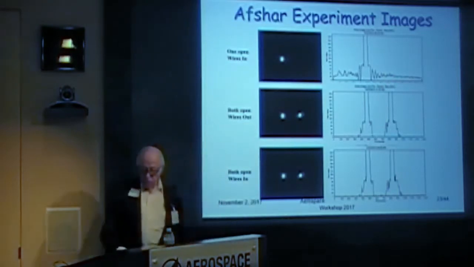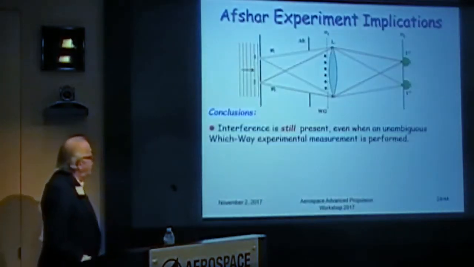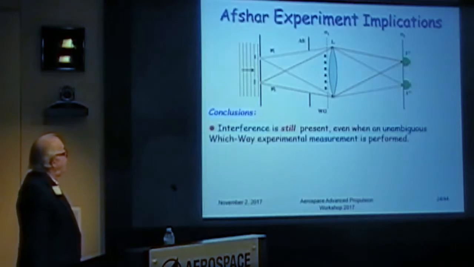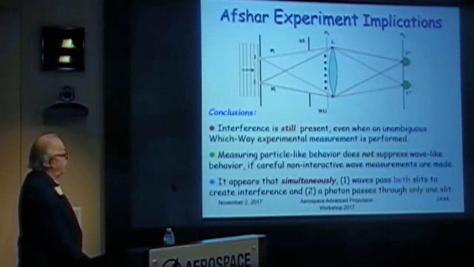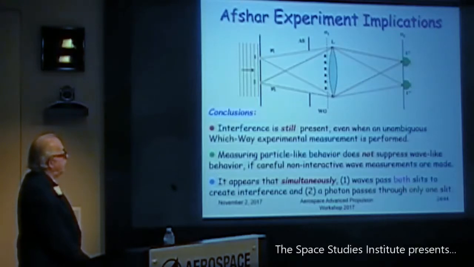So the conclusion is that interference is still present even when unambiguous which-way measurements are performed. Measuring particle-like behavior does not suppress wave-like behavior if you make careful non-interactive measurements. And it appears that simultaneously, one, waves pass through both slits to create the interference, and two, a photon passes through only one slit. So how do we interpret this?